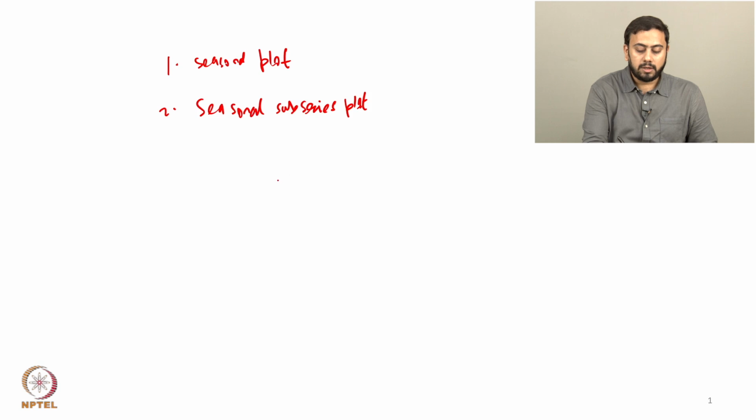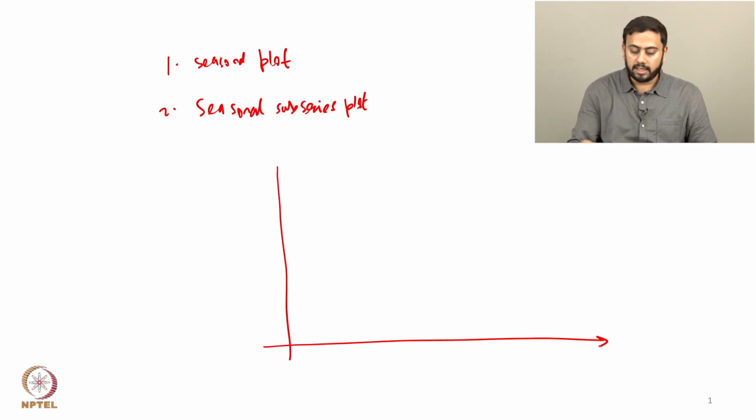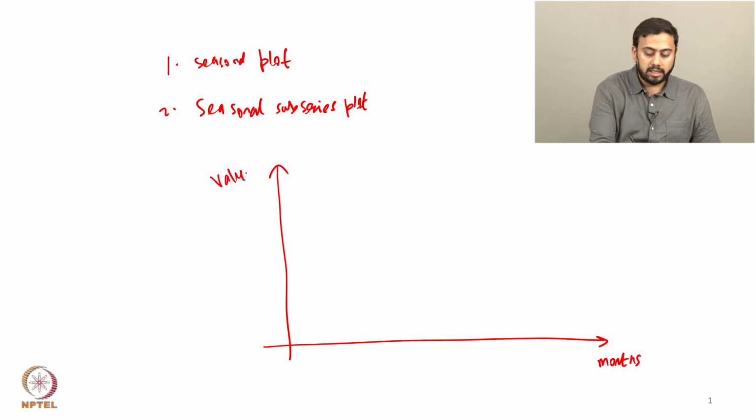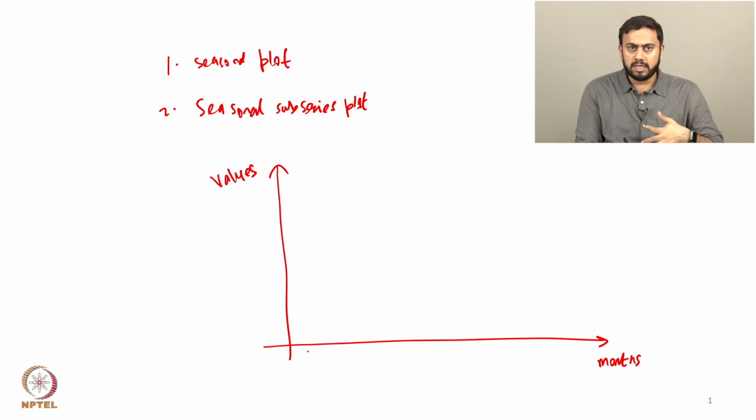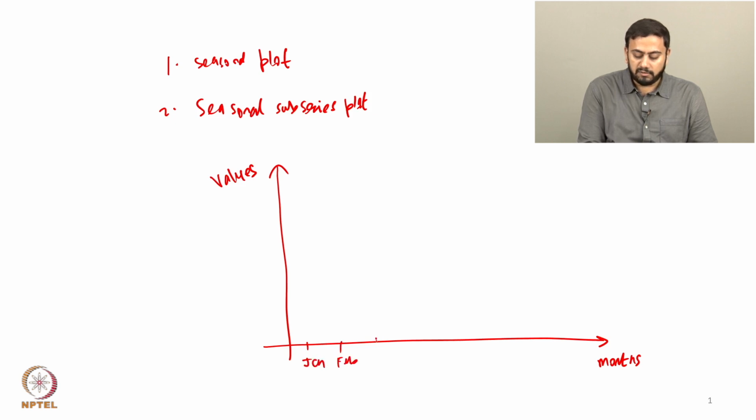So this plot is called individual box plots as per seasons. Again we have an x axis and a y axis, and on the x axis we have the months, and on the y axis we have the actual time series values. As we have seen in the previous plots, be it the seasonal plot or the seasonal sub series plot, on the x axis we had months. If you have monthly data, January, February, March, all the way up to December. So the last one is December.